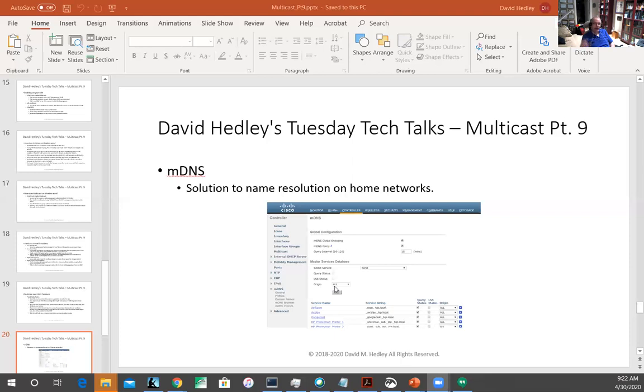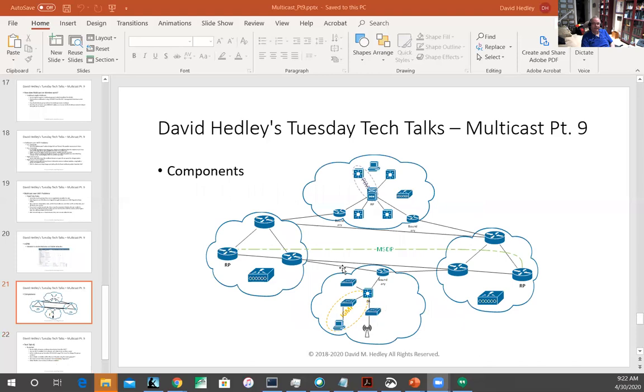And there are some more advanced topics in terms of filtering and the rest of this. There's a lot you can actually do with this when you really take all you can out of your Cisco Unified Wireless Network. Okay, so there's multicast over wireless.